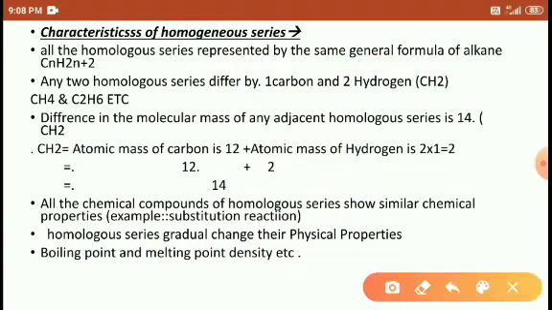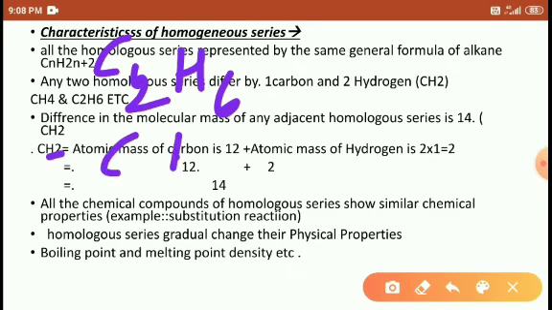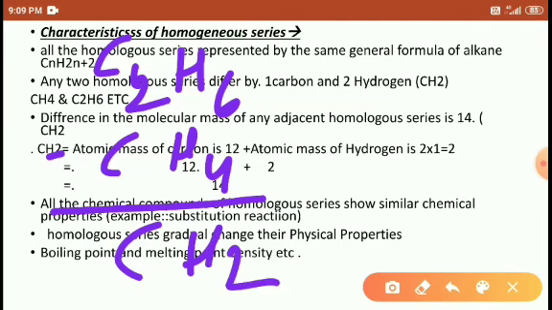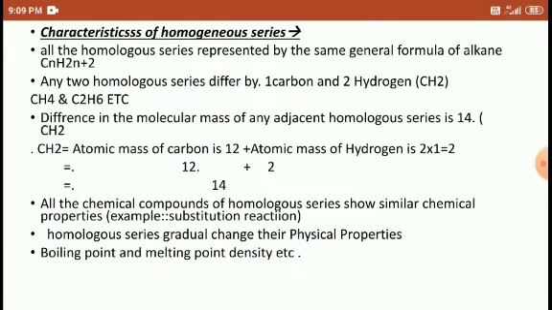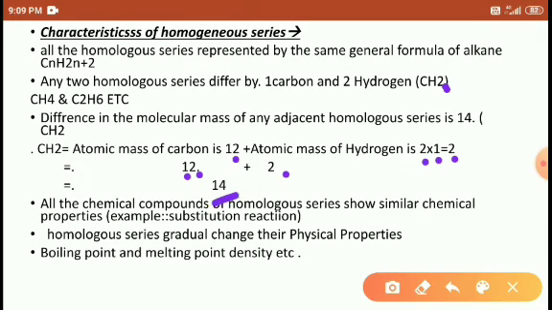So when you compare C2H6, subtract the CH4, you get CH2. And the CH2 molecular mass is 14: carbon 12, hydrogen 2, 14. The atomic mass of carbon is 12 here. The atomic mass of hydrogen is 2 into 1, that is 2, because we are using 2 here. 12 plus 2, 14.